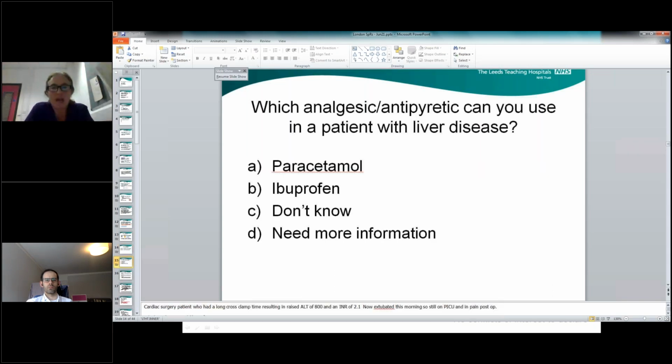So I'm going to ask you again, which analgesic could you use in a patient with liver disease? And I'm only going to give you two choices, paracetamol or ibuprofen. And there's 10 of you. Would you like to put some things in the chat and just say which one you think would be the more appropriate drug to use in liver dysfunction?